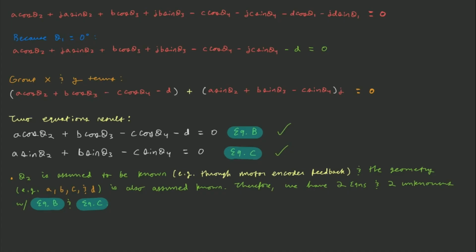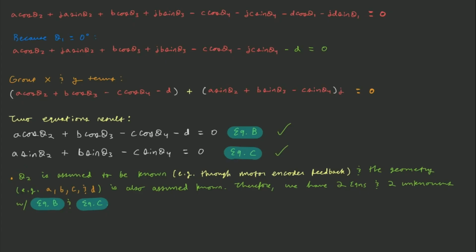4-bar linkage. Now, one important assumption here: theta 2, the angle of your input link, is assumed to be known. For example, if your input link is attached to a servo, a stepper, or a brushless DC motor, there's some kind of controller, encoder, or Hall effect sensor, some kind of feedback, such that you know the angle of that input link. So we're assuming theta 2 is known because some sensor or software is giving you feedback that tells you where theta 2 is.